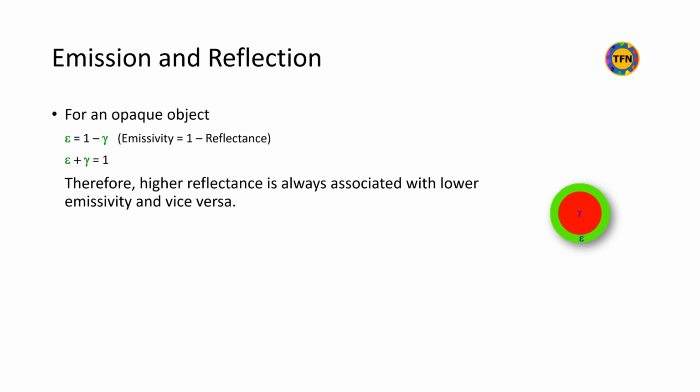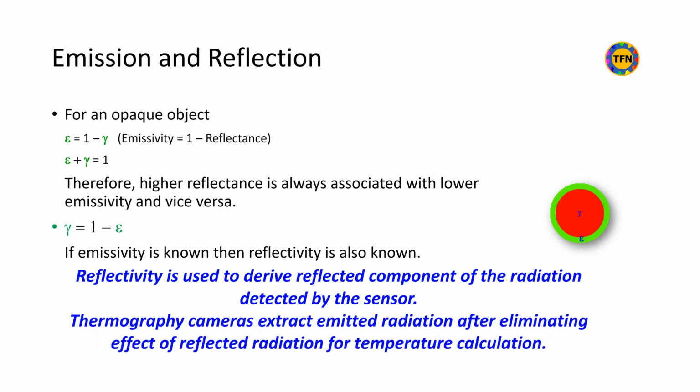Transmittance of thermography targets is 0 as we consider only opaque objects for temperature measurement. Therefore, the sum of emissivity and reflectance is 1. If emissivity is known, then reflectance is also known and vice versa. Emissivity is used to eliminate the influence of reflected radiation for temperature calculation.